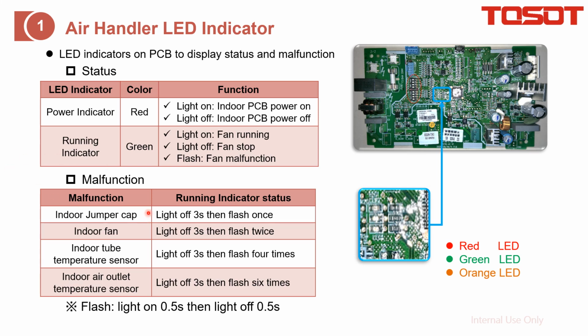For the malfunction information, which is the error code, we apply the flash times to display different meanings. And here I also put the error codes just for your information. On site, you need to count how many times it flashes or blinks. 1, 2, 4, or 6 means a different error code.